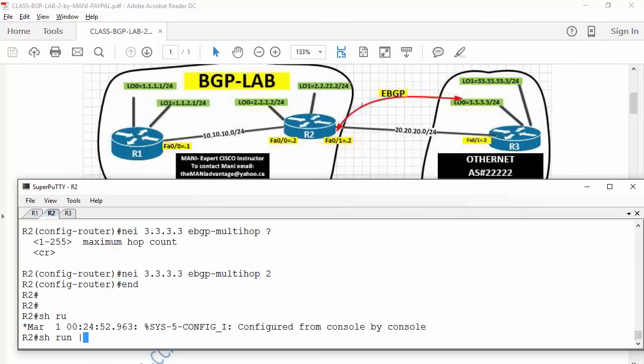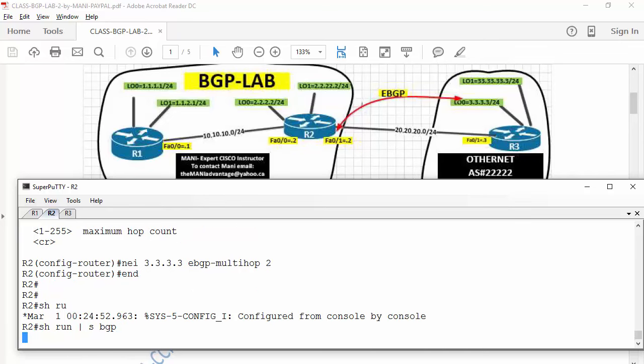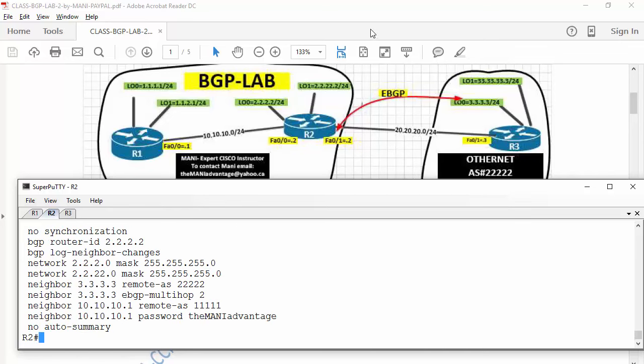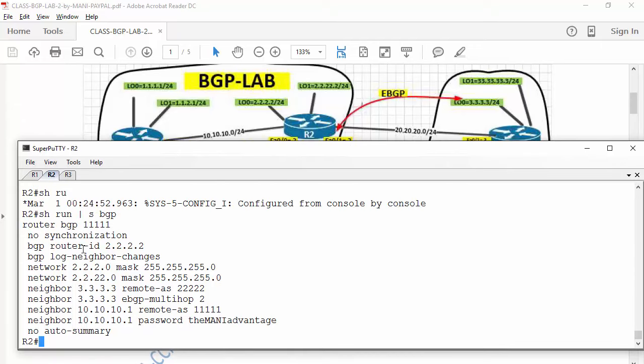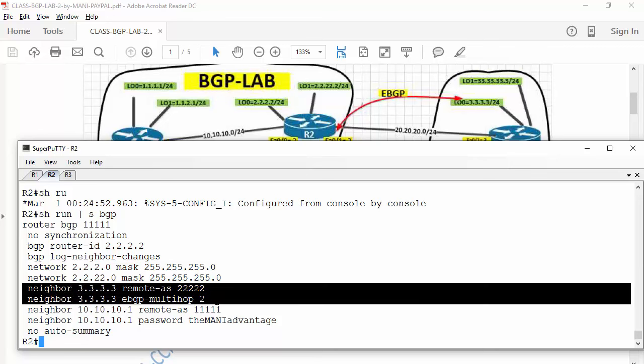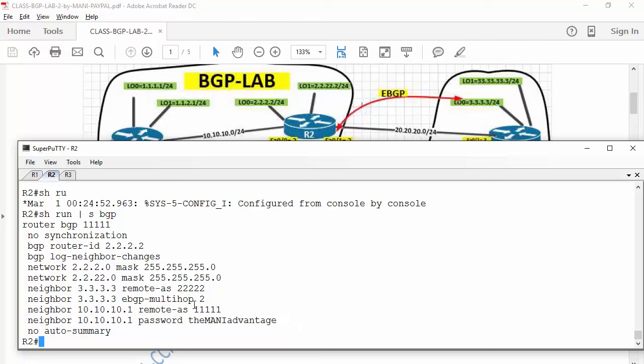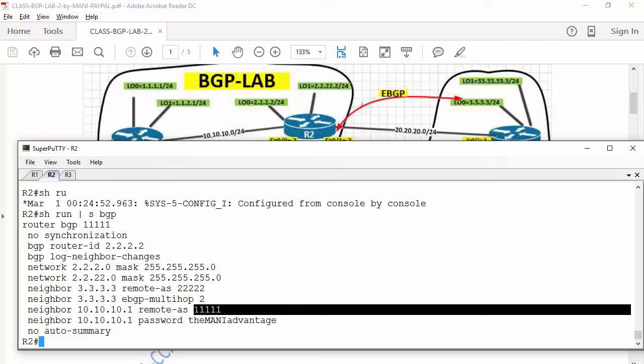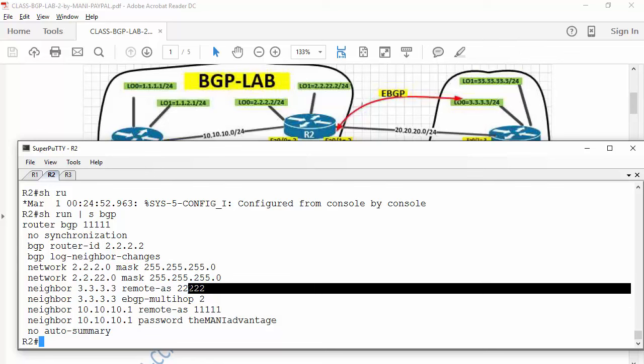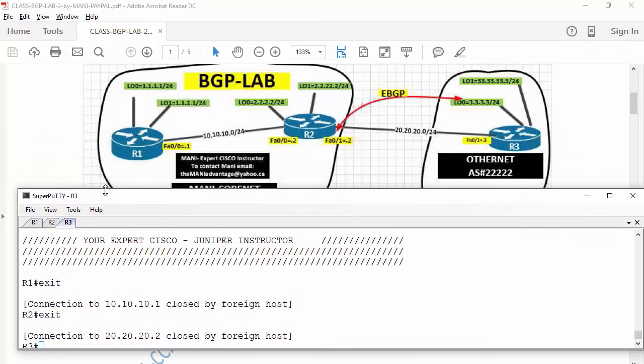Show run section BGP. So we have BGP router ID, network. Look at this neighbor. This is one of the special commands I gave. This becomes my local autonomous system number, and this is the remote autonomous system number. If they are the same, I'm doing iBGP, but this remote autonomous system is 22222, so I'm doing eBGP. So let's go to router 3. I want you guys to look very carefully.